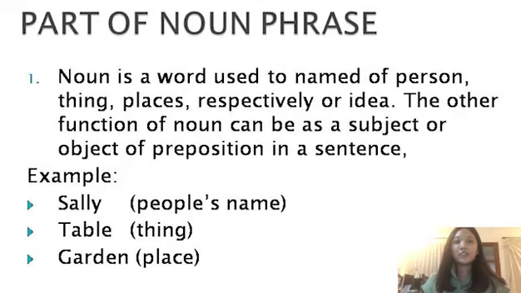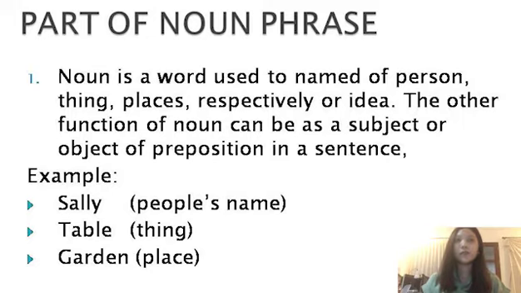Okay, the second element is the parts of noun phrase. There are three parts of a noun phrase. The first one is noun, the second one is modifier, and the third one is determiner. In modifier there are three parts. The first one is modifier as article, the second one is modifier as adjective, and the last one is modifier as prepositional phrase.